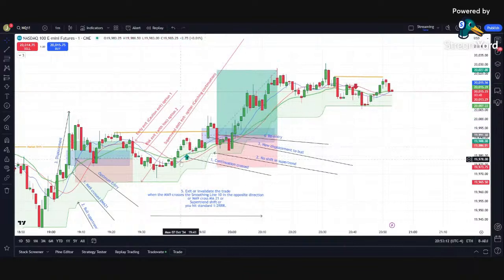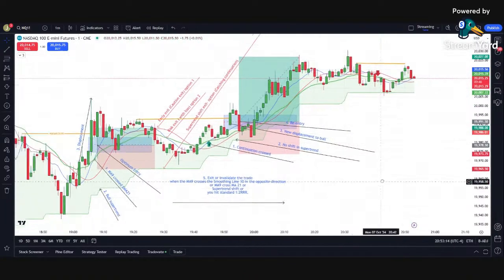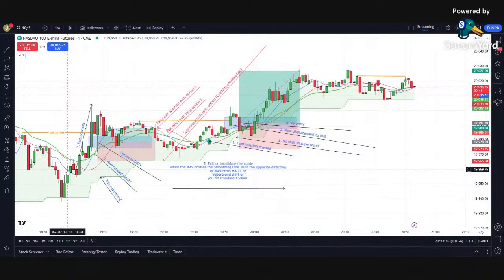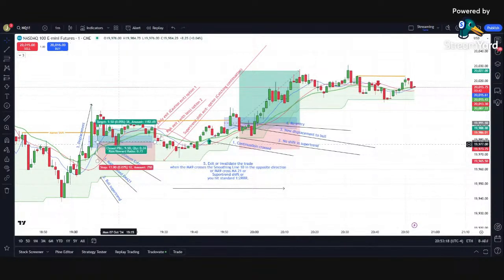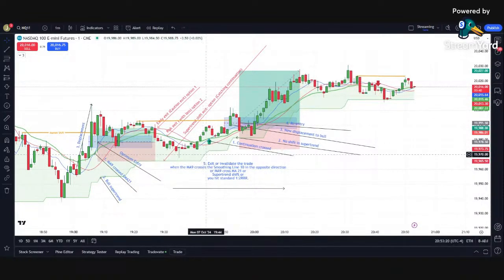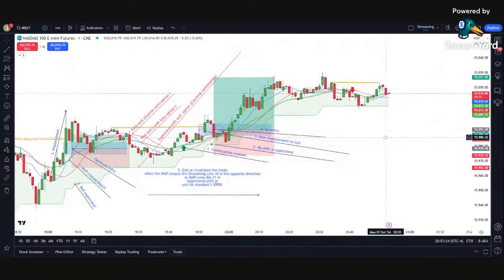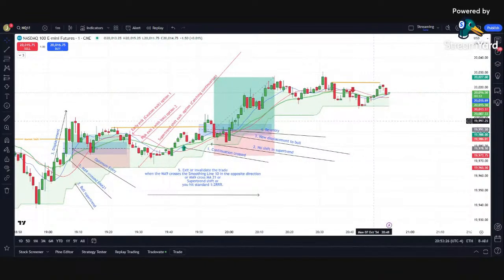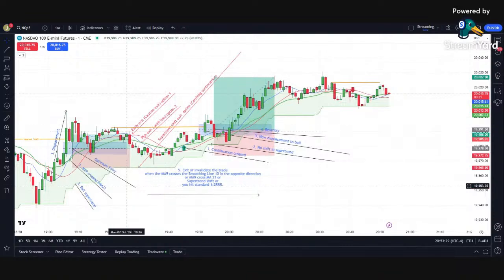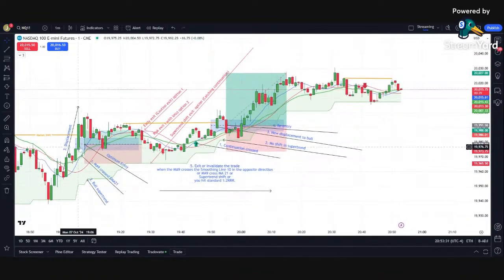So just examine this. They look the same. The only difference is the super trend is already bull here, so that's why it's a continuation setup. Okay, so that's how a continuation setup is.